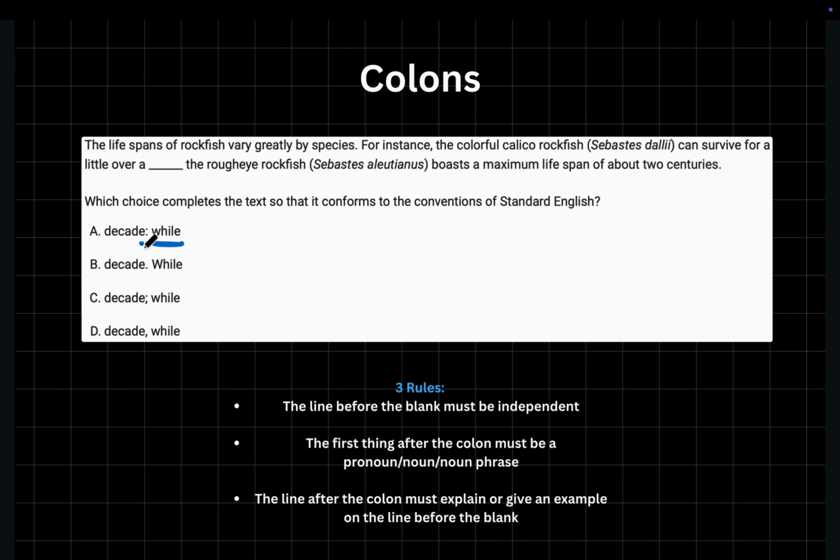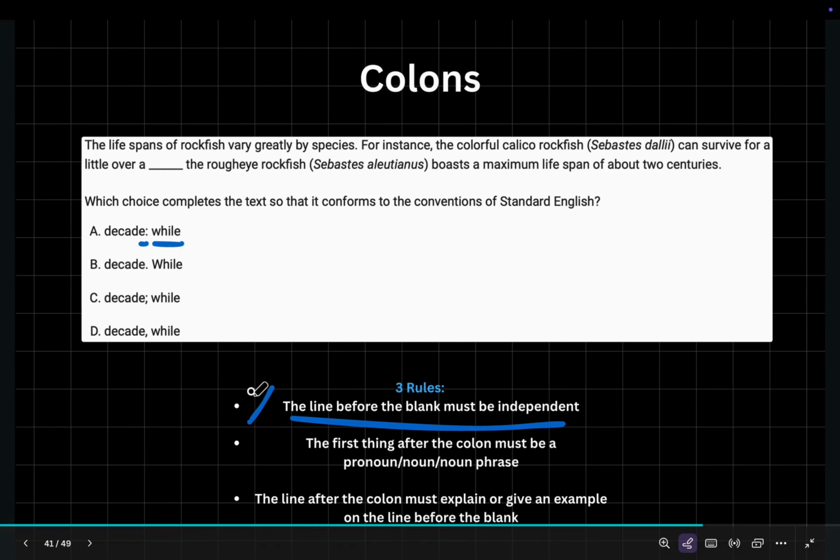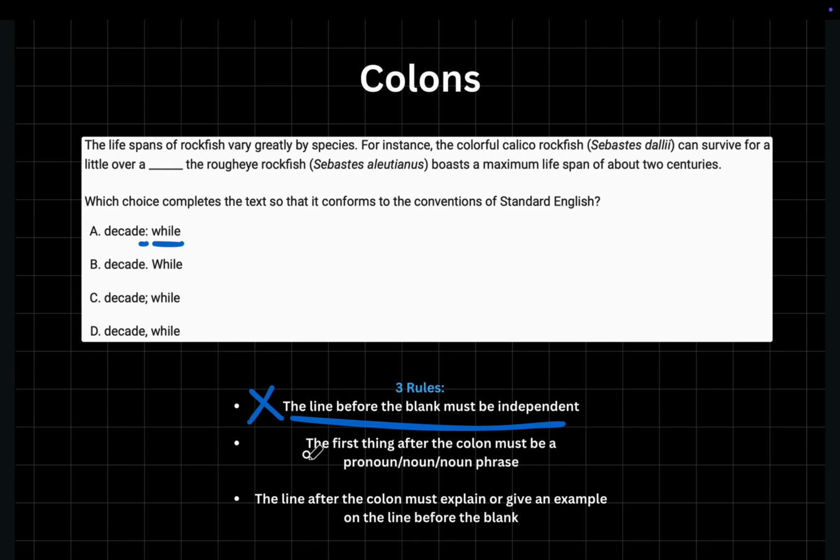So I see a colon in the choices, meaning we will test the 3 rules. The line before the blank has to be independent. It says, for instance, the colorful calico rockfish can survive for a little over a decade. Even though there is a subject and a verb here, this line does not make sense on its own because it says for instance. It feels incomplete. It feels like there's something that should come before or after it connected to it. So rule 1 does not apply here. We can stop here and know that we will not pick the choice with the colon. However, let's just try the other rules as well.